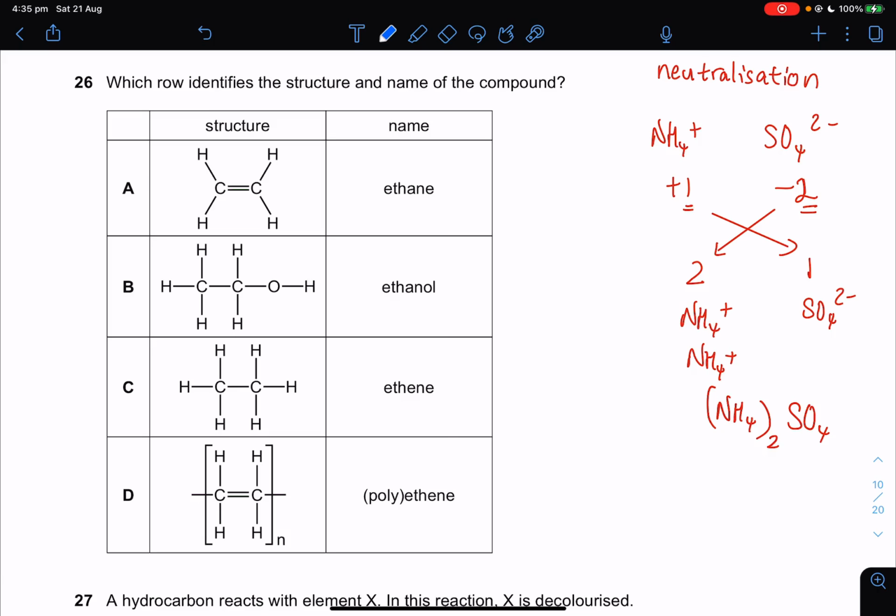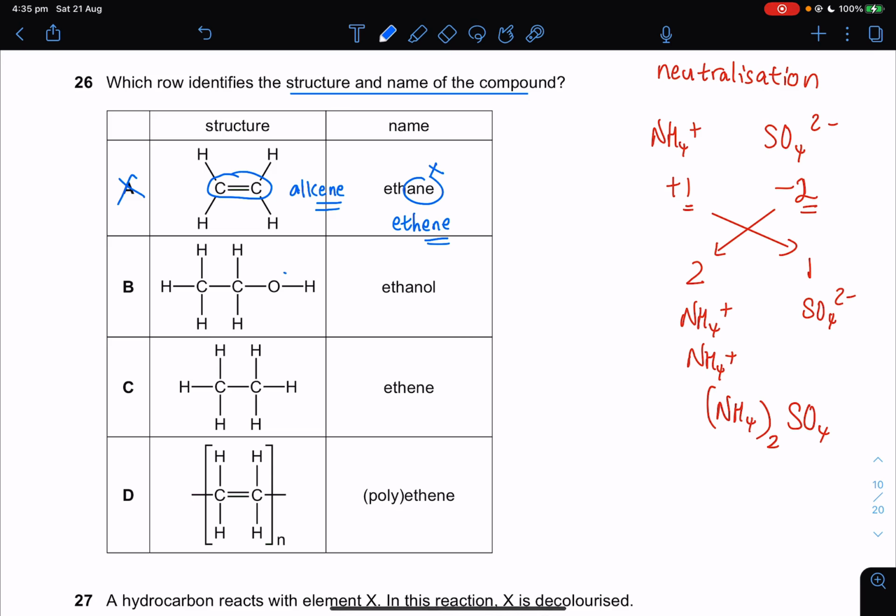Question 26, we need to identify the structure and the name of the compound. So first of all, I have a carbon-carbon double bond. We know this is an alkene, meaning E-N-E. This is A-N-E, which is incorrect. In fact, it should be ethene with the E-N-E, so A is wrong.